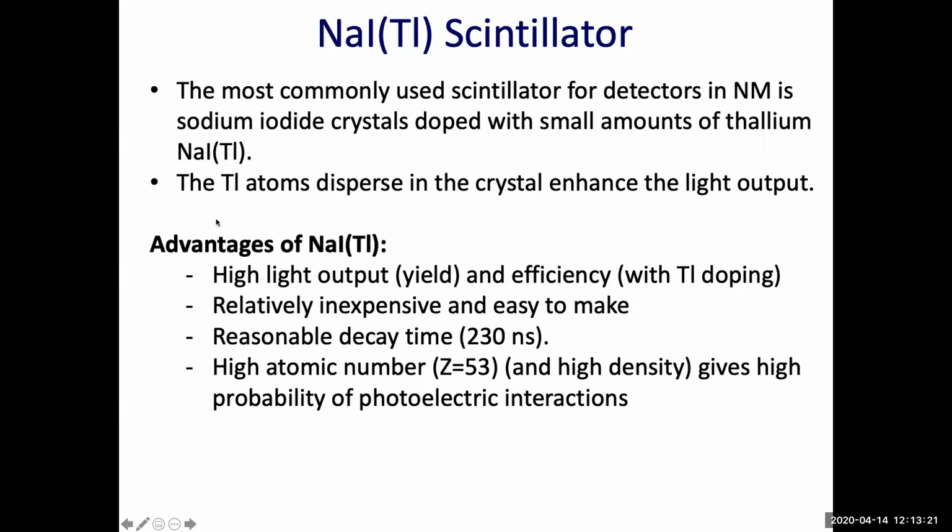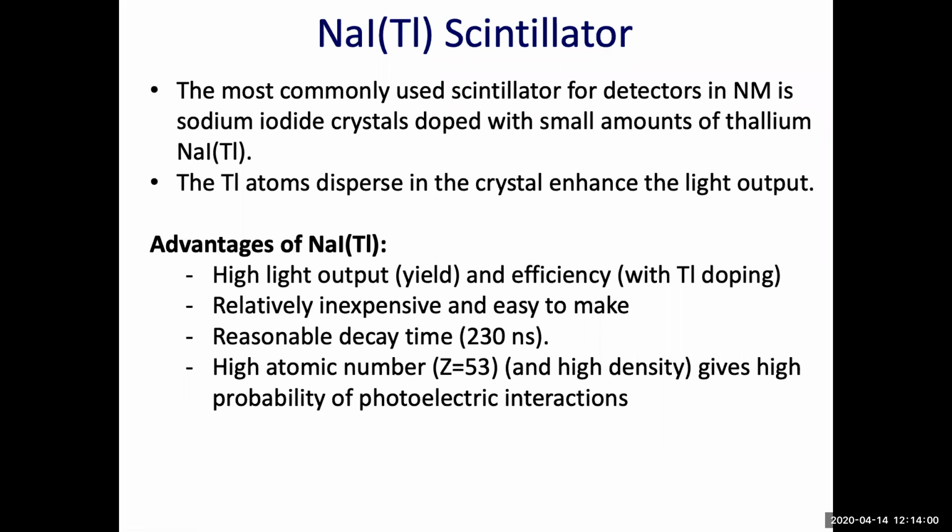The advantage of thallium doped sodium iodide crystal used in the gamma camera is mainly its high light output. The yield is high, and the efficiency with thallium doping is very high. The number of light photons produced per keV is high. It is relatively inexpensive and easy to make. It has a reasonable decay time, about 230 nanoseconds. It has high atomic number and high density, and this gives high probability of photoelectric interaction.